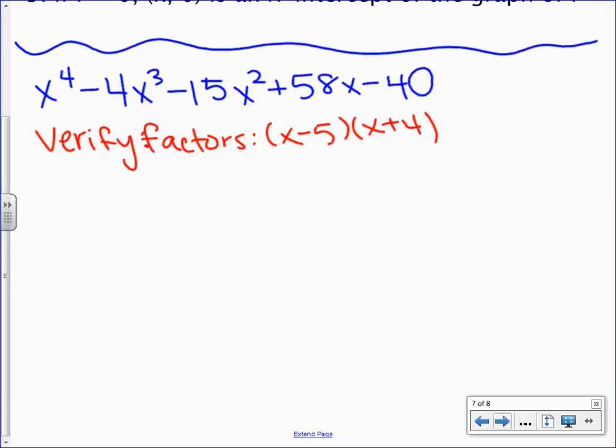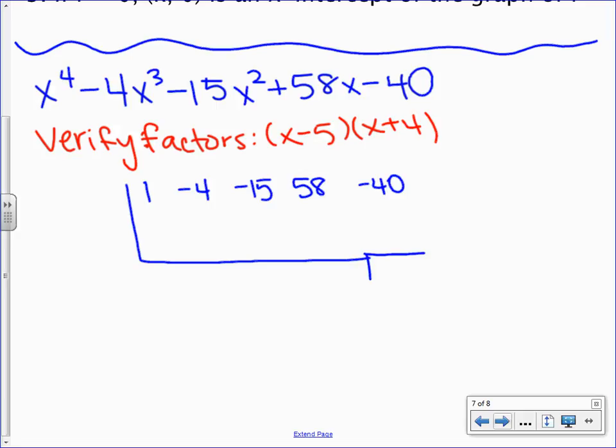So, let's do that. We have, what did I write 4? I should not write 4. 1x to the 4th minus 4x cubed minus 15x squared plus 58x minus 40. Right? Which factor would you like to look at first? X minus 5, so we're going to put a 5 out here.